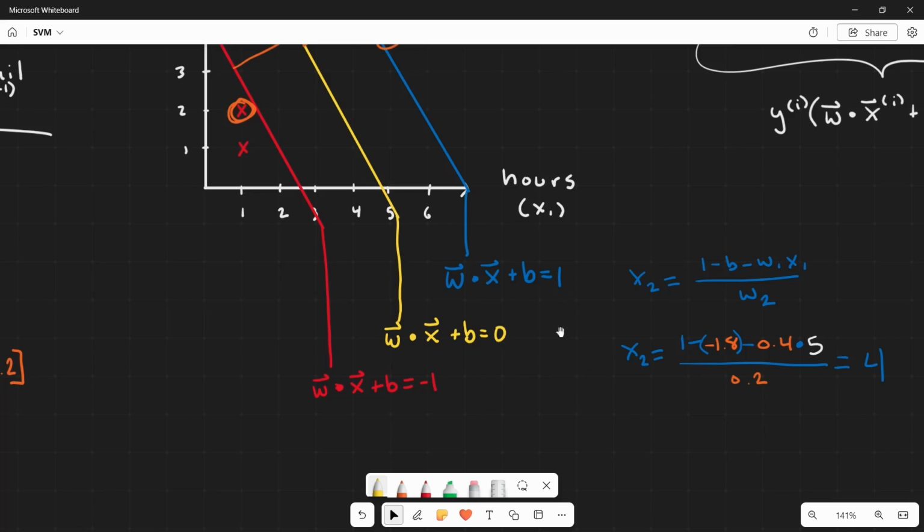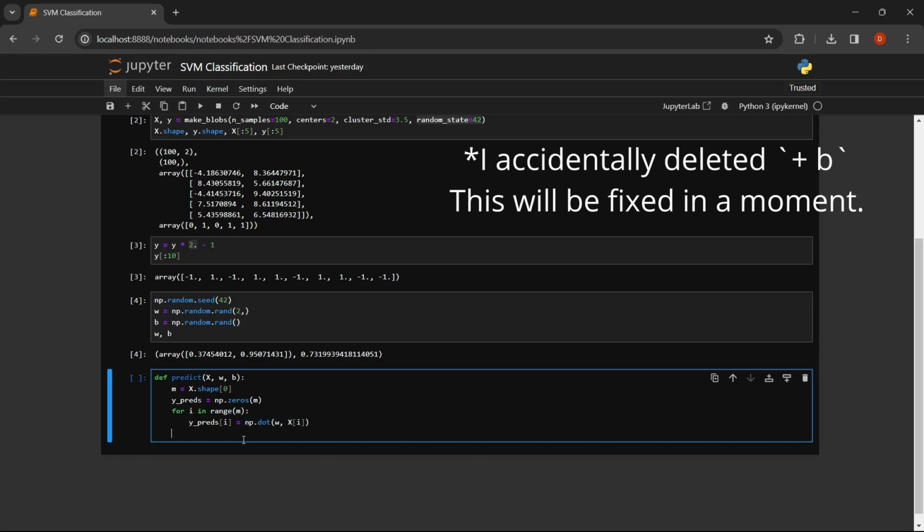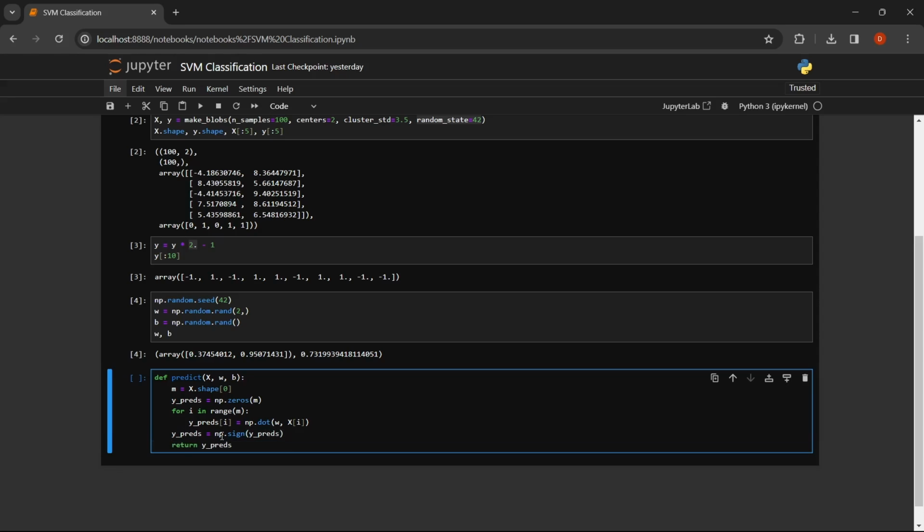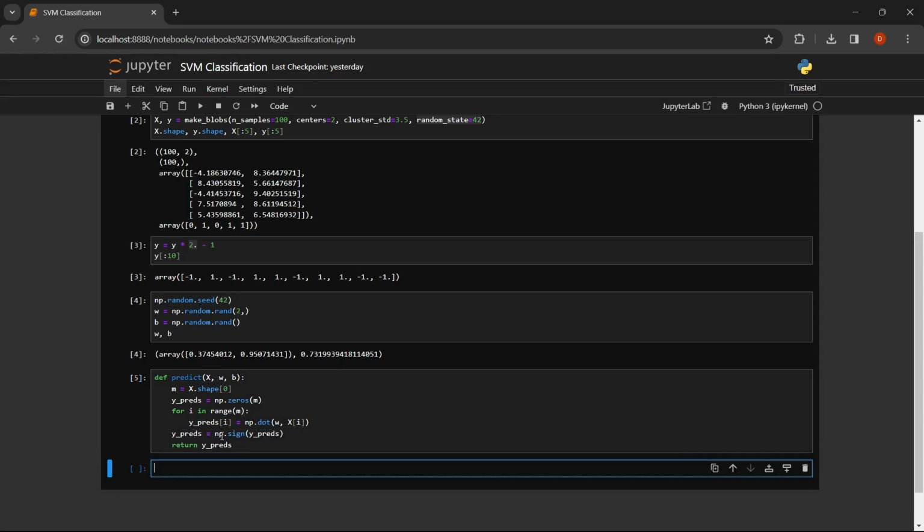And if that results in a positive value, that would be a positive prediction. And if it results in a negative value, that would be a negative prediction, such as passing or failing an exam. And so what we can do is get the sign value of each y prediction, whether it's positive or negative, and just store it as a +1 or a -1 in y preds. And then return that y preds. So let's see what that might look like in code.